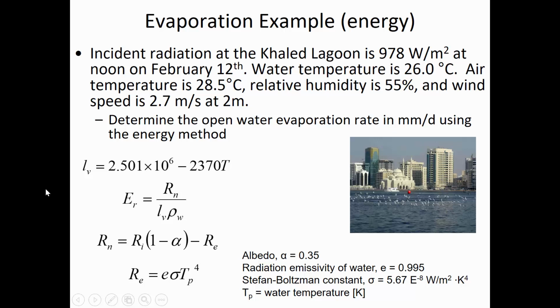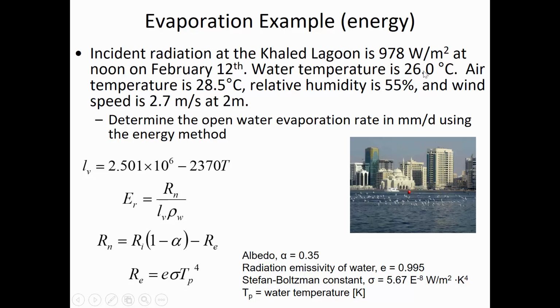So the first thing to do is just calculate the latent heat of vaporization for the water temperature that's given of 26 degrees Celsius. And then look at the radiation constants. Now, we can estimate how much radiation is being emitted by the temperature of the water, this R sub E.